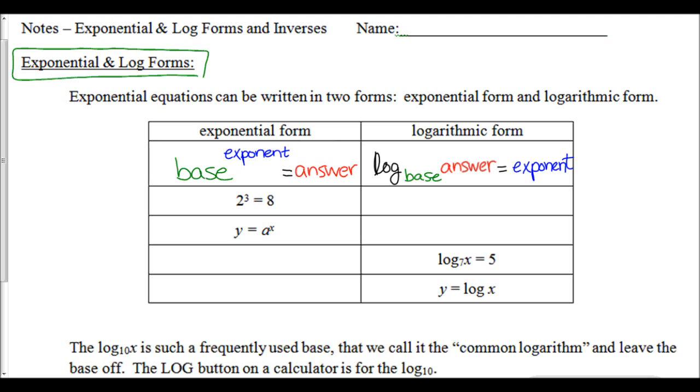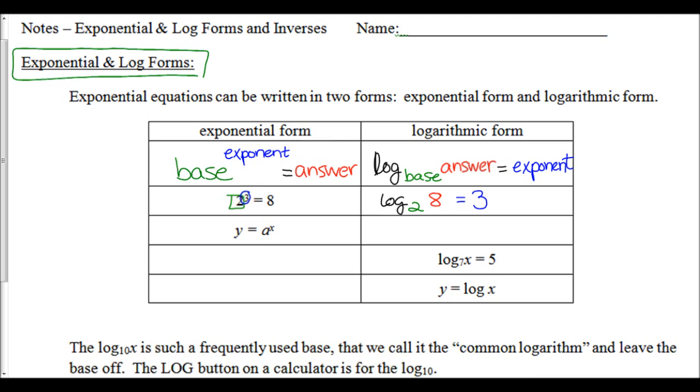If I want to write 2 to the third equals 8 in logarithmic form, I'm going to have a log expression. The base of my logarithm is going to be 2 because 2 was the base of my exponential. The 3 used to be with the 2, so the 3 is now on the other side by itself. The 8 used to be by itself, so the 8 is now inside of the logarithm.